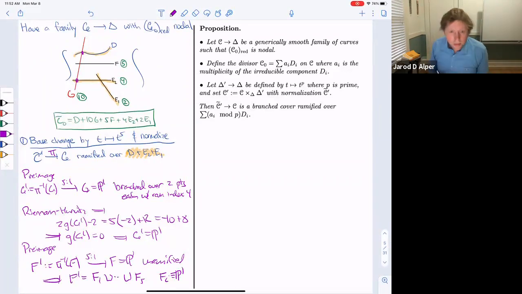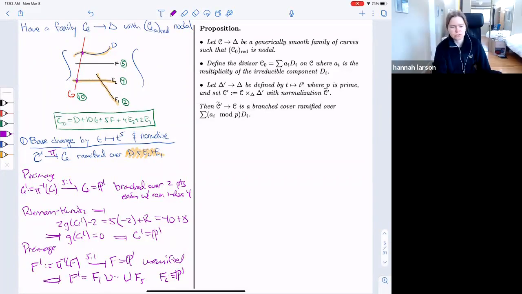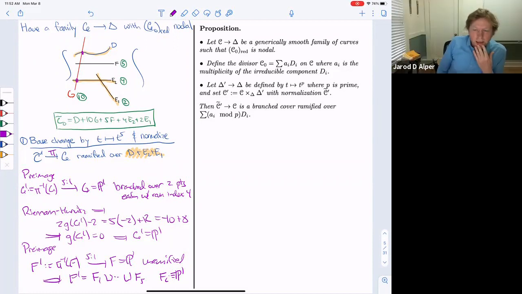Jarod, could you say again how you know the ramification index in the G prime to G at those 2 points? That's a very good question, Hannah, and I don't want to try to answer. Let's hold that off for a discussion. That is a good question. I had the same issue. I struggled with that same issue when I was preparing it, but I don't want to touch that detail now.